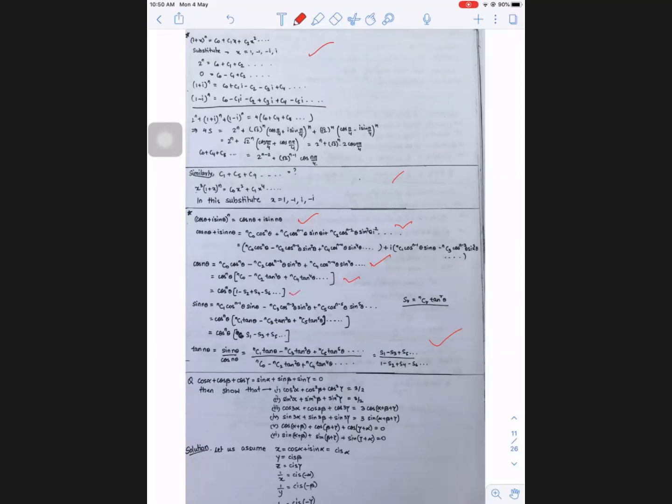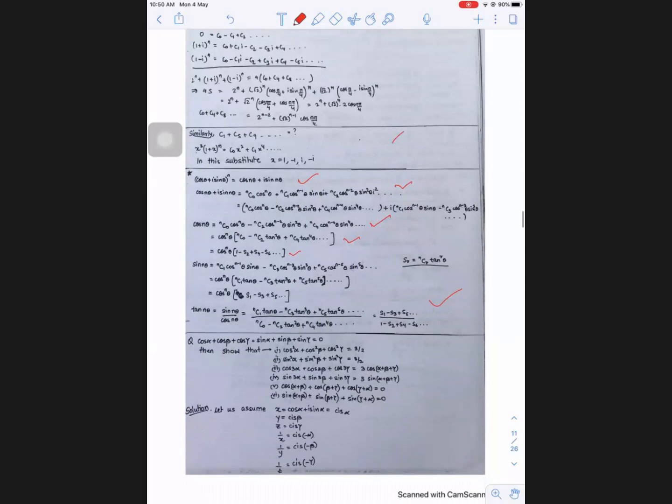In general, we'll use the notation S2, S4, S6 like this. So that's cos power n theta into (1 minus S2 plus S4 minus S6). By using this formula, directly you can write the formula for cos n theta. So even cos 10 theta is simply cos power 10 theta into (1 minus 10C2 tan square theta plus 10C4 tan power 4 theta), like that you can write. Here S_r means nCr tan power r theta.